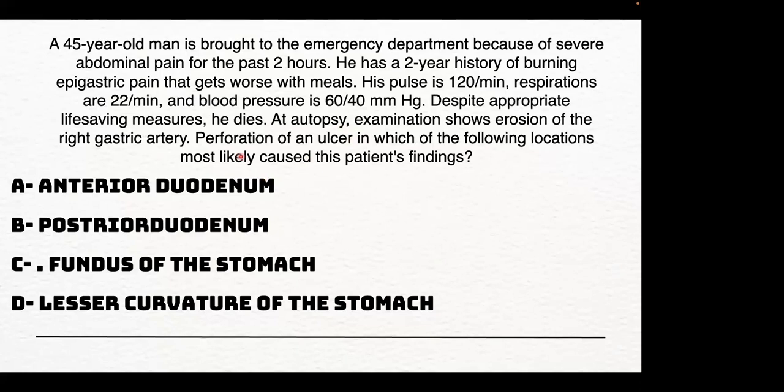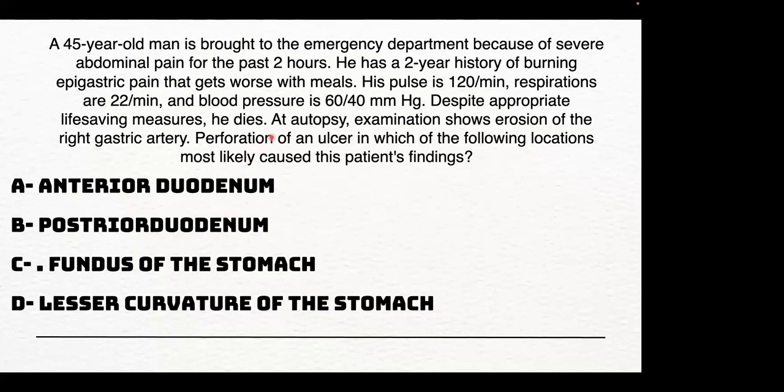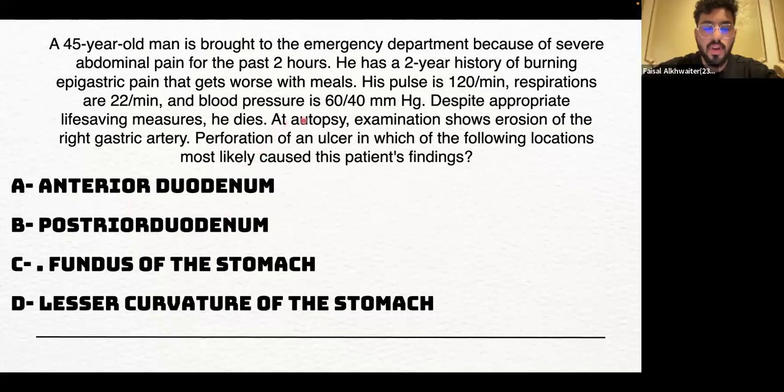Because the question is saying that there's an ulcer, or the damaged artery was the right gastric. So basically, it's asking what is the right gastric artery posterior to. The posterior, so this is your answer, posterior duodenum, because you think it's posterior. Yeah. But in the question, I like the way you're thinking, but no, in the question it doesn't say posterior. It says erosion of the right gastric artery.